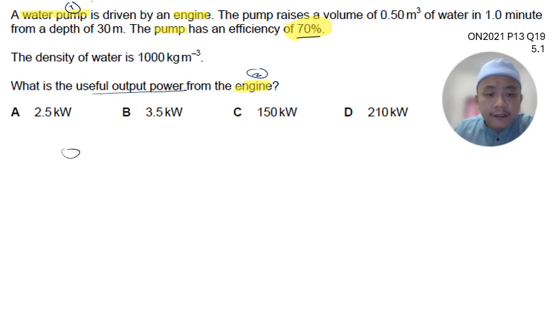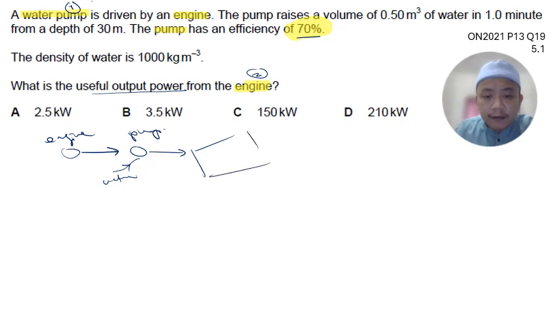We've got the engine. So this just represents a simplistic representation, and then you've got the pump, and the pump is basically pumping water inside it that is filling, for example, a tank, this water tank. So you got the water filled up here. The volume of the water is basically 0.5 meter cube, whereas the height is basically 30 meters.